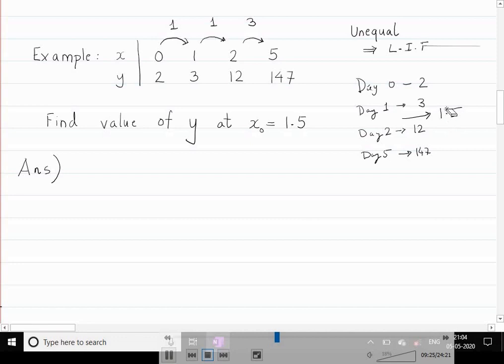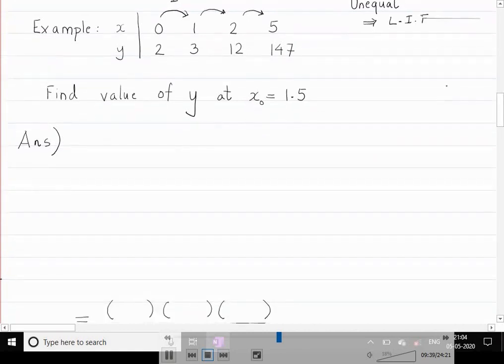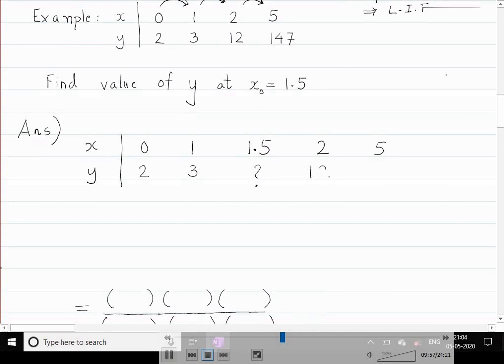Let us look at the situation now and let us use the Lagrange interpolation formula. Let me erase the stuffed data. Let me prepare that small table: x is 0, 1, 1.5, 2 and 5, and y is 2 patients, 3 patients, I don't know how many patients, 12 patients and 147. This unknown is f of x naught, which is f of 1.5. Now let me put the formula back.